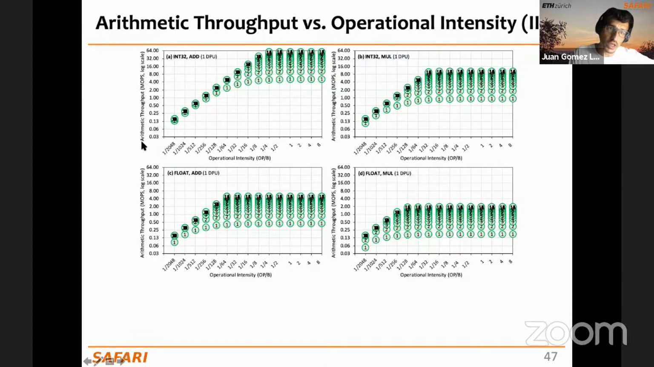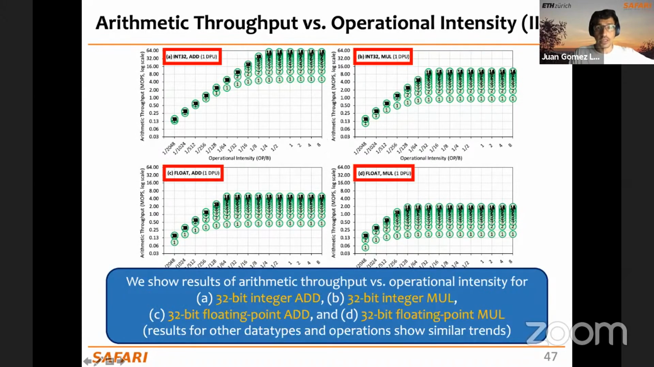So here you see the arithmetic throughput, and here you see the operational intensity. You can notice that we are using very, very low operational intensity values. This is only 1 arithmetic operation per 2048 bytes, right? So it's very, very low, to something relatively high, like 8 operations per byte. And we have results here for integer 32 addition and multiplication, and floating point addition and multiplication.